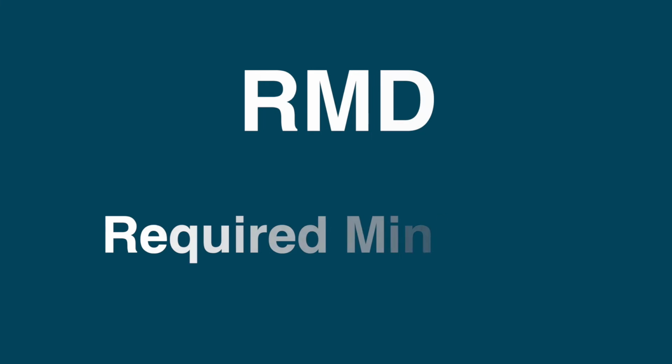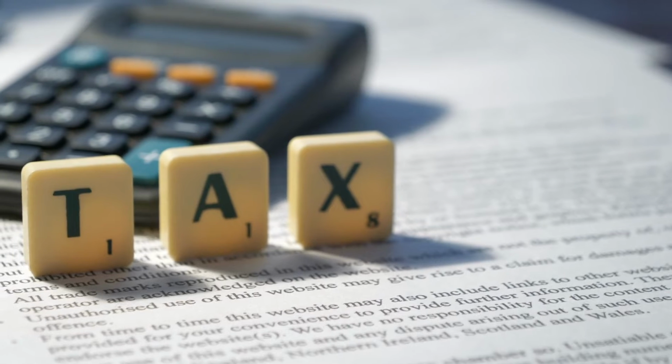Another thing to note is that after you turn 70 and a half, your money is subject to RMDs, required minimum distributions. I won't go into too much detail here, but just know that you will eventually need to withdraw your money from this account because Uncle Sam will eventually tax your taxes.